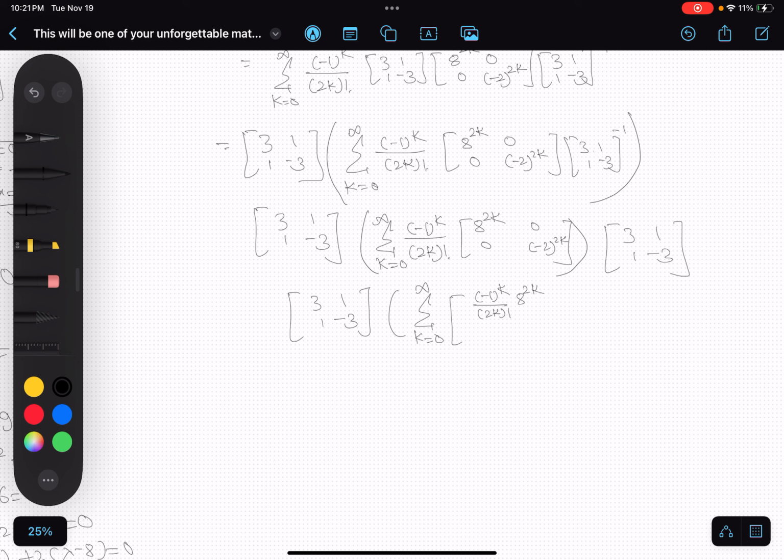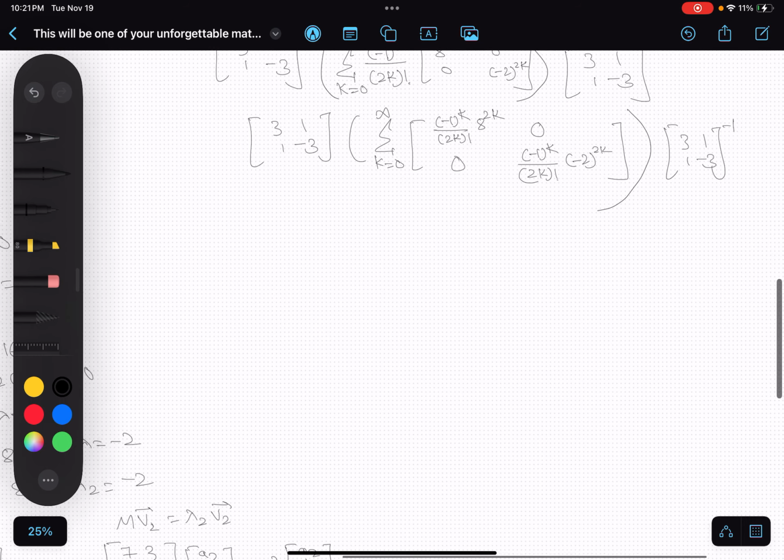Now 0 times this number will just be 0, right? Even though 0 is multiplied by anything, it doesn't matter, it will be 0. And over here this will be (−1)^k by (2k)!, times (−2)^(2k), right? And this is times [3 1 1 −3]. Oh, also there should be an inverse, I'm sorry.